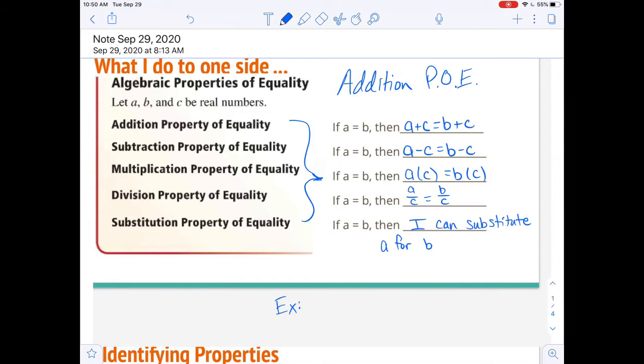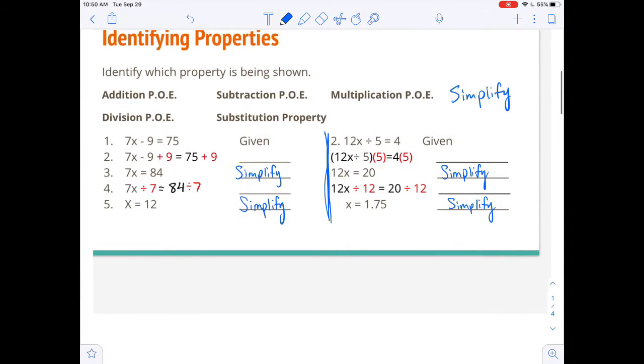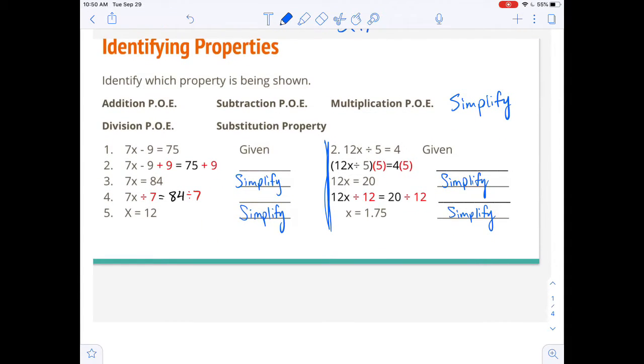So for example, you might have seen in Algebra 1 something like 3x plus 9 when x equals 7. So what you would have done to simplify this is substitute in a number for x because x equals 7. You're given that. So if A equals B, I can substitute A for B, or I can substitute B for A.